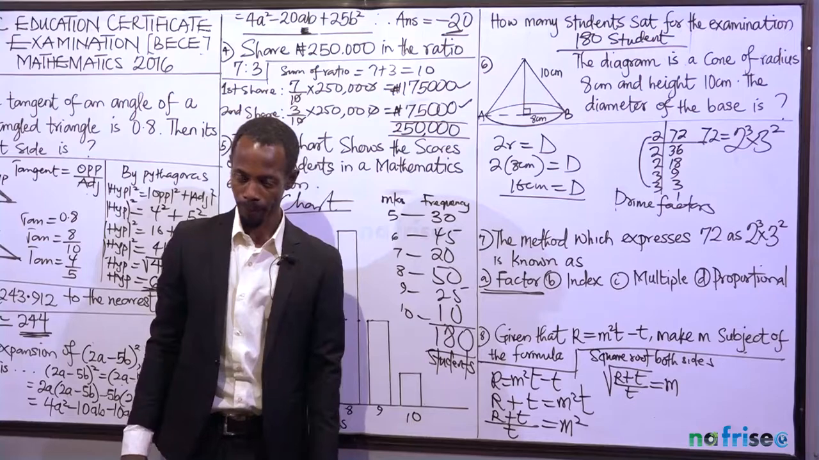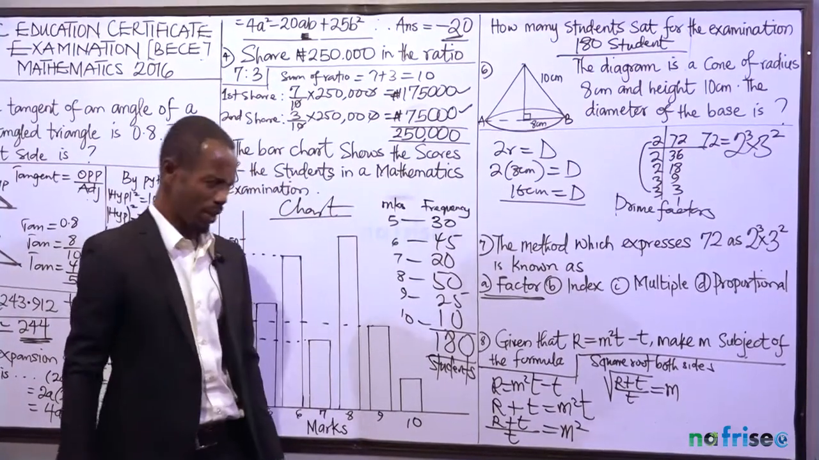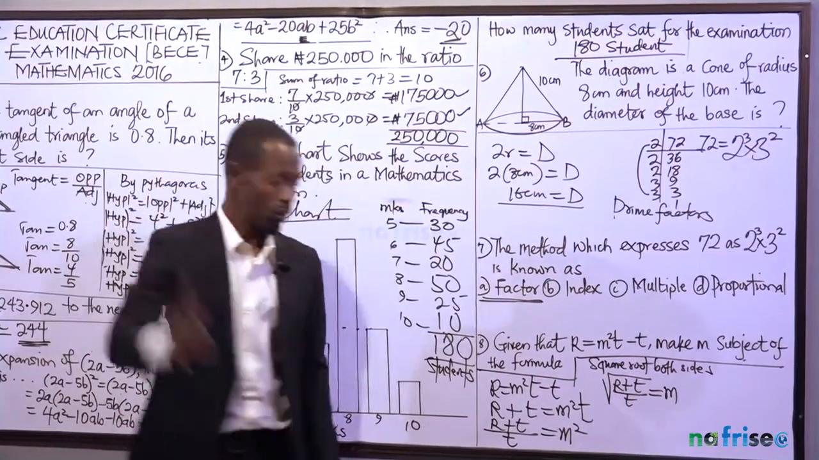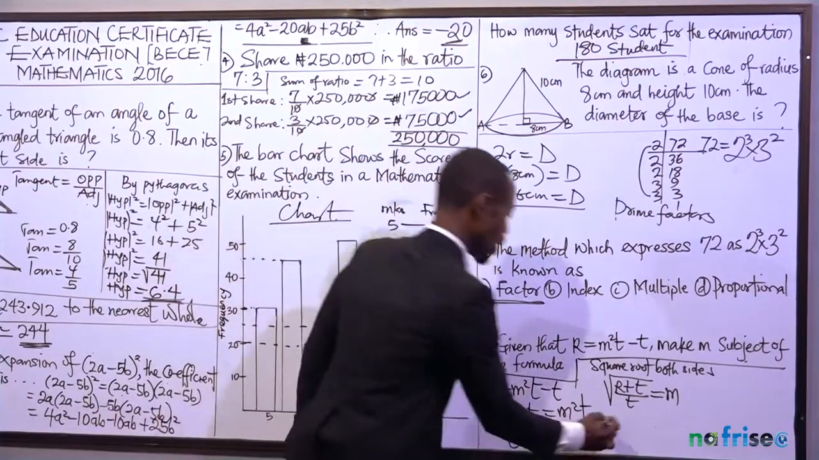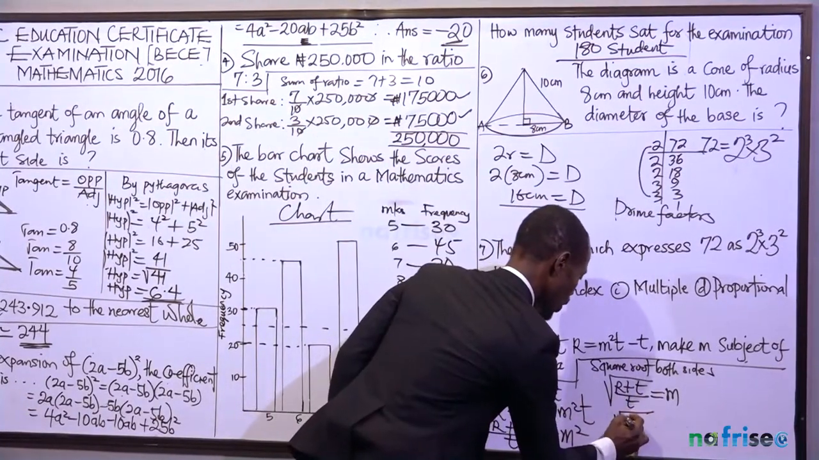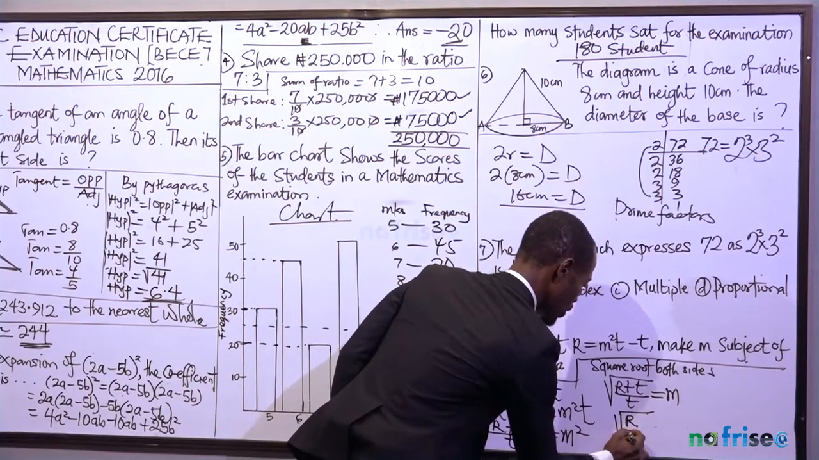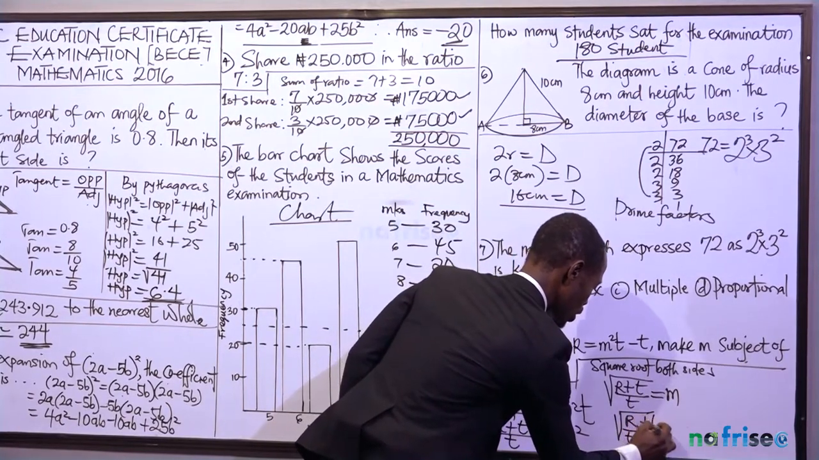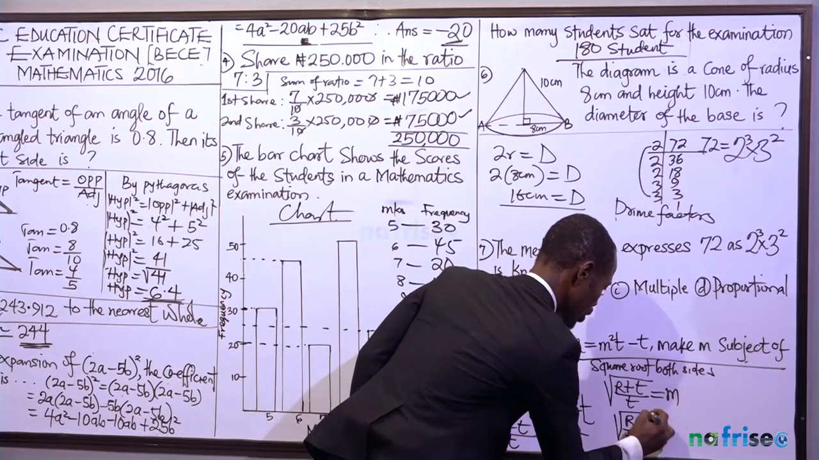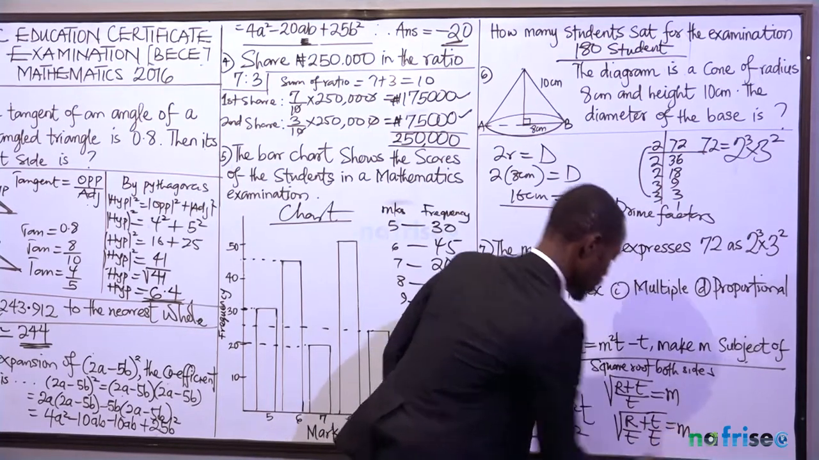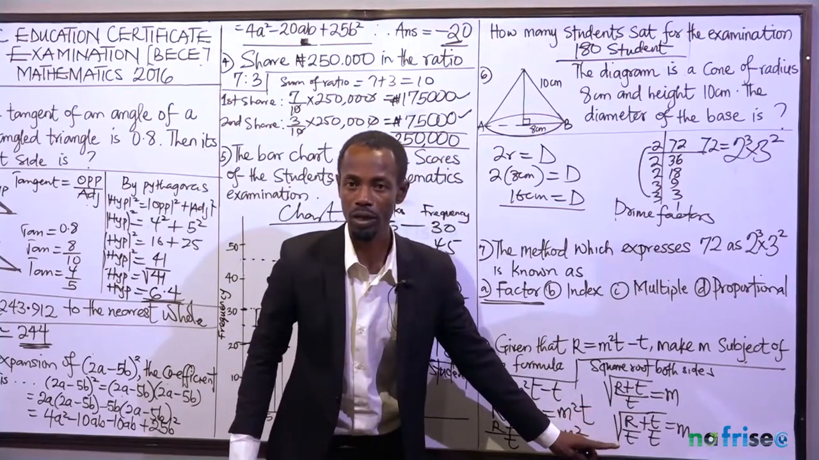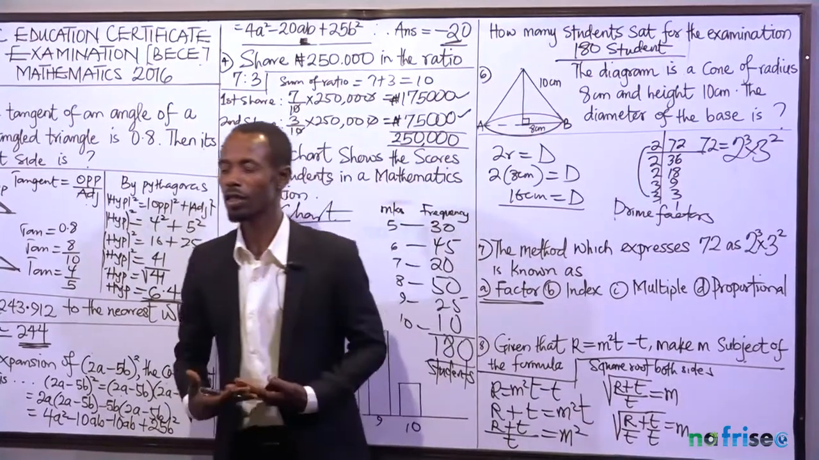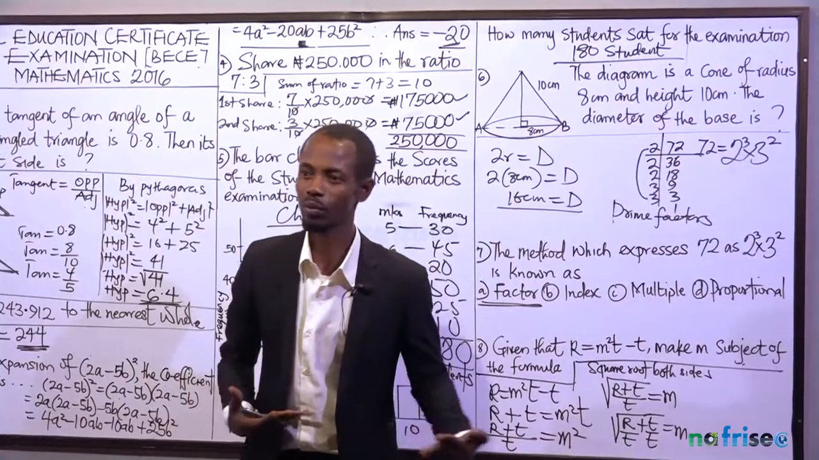Are you there? Now, you might be wondering, but there's T up, there's T down. Please don't try to cancel this T and this T. The only thing you can do in this case is this. You can decide to say this is the square root of R over T plus T over T equals M. Yes. Don't try to cancel this T like that. You'll be so wrong if you do that. What you can simply do is divide the denominator accordingly.